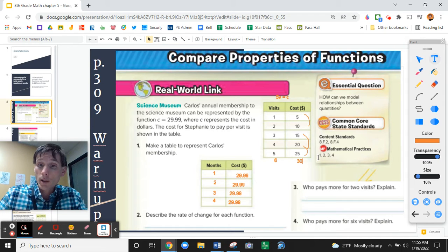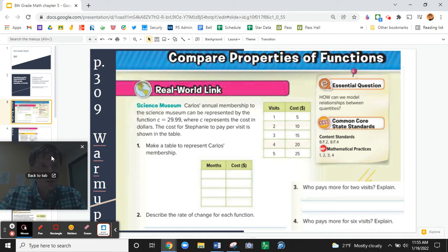So we could reason that, and a lot of these memberships are the same way, if you're going to go more than 6 times, it would behoove you, it would save you money, if you got this annual membership that Carlos has got. All right, so that was the warm-up there. So we're going to look at a couple other examples here as we go.